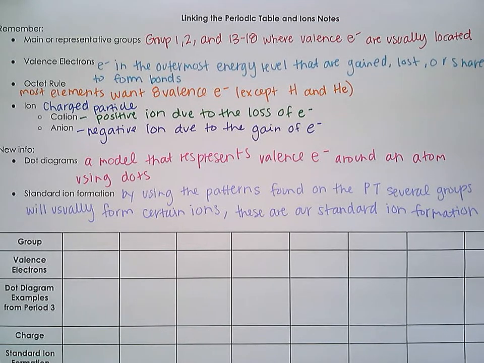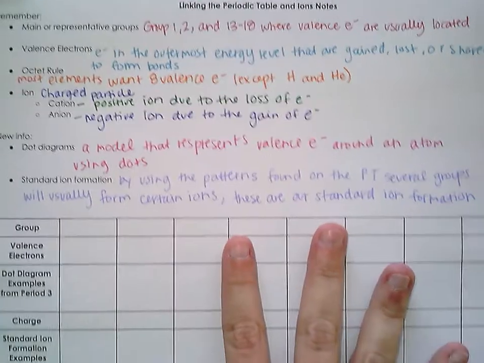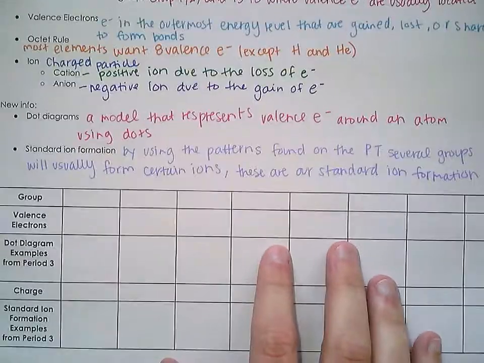These are often called standard ion formations. You may hear them called oxidation numbers. Okay? We're just looking at that production of a charge, which is going to affect its reactivity. So let's go ahead and look at our table down here.